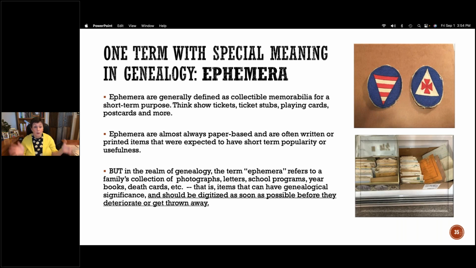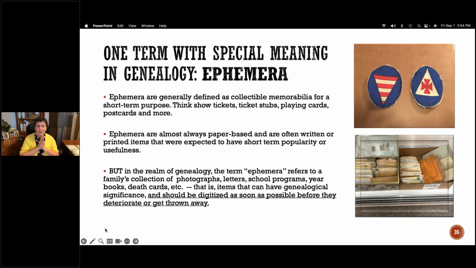But in the realm of genealogy, the term ephemera refers to family collections of photographs, letters, school programs, yearbooks, death cards, etc. These are items that have genealogical significance, and they're also very fragile and very apt to either be thrown away or just to deteriorate. And so if you have these lying around, you should consider putting together your own digitization project before they get thrown away.